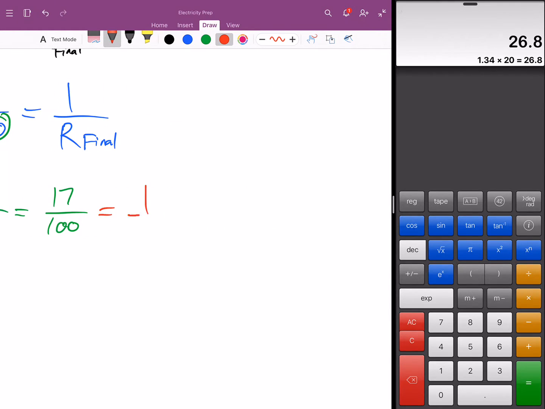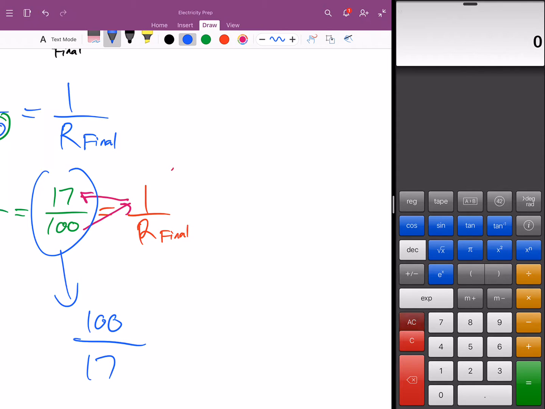You introduce the final resistance. You can either cross multiply, which is 100 times 1 divided by 17, or you take this fraction, inverse it, and divide. So 100 divided by 17 equals 5.88 ohms of resistance.